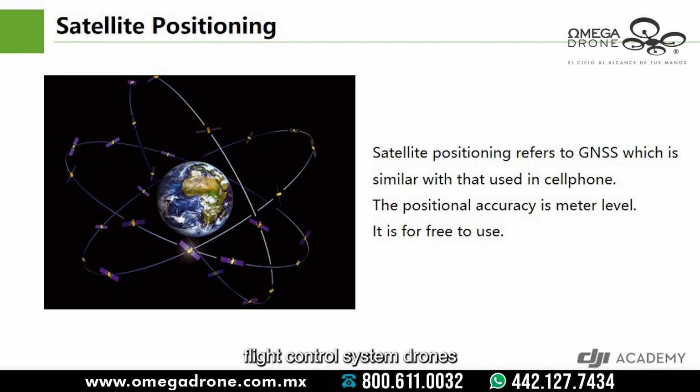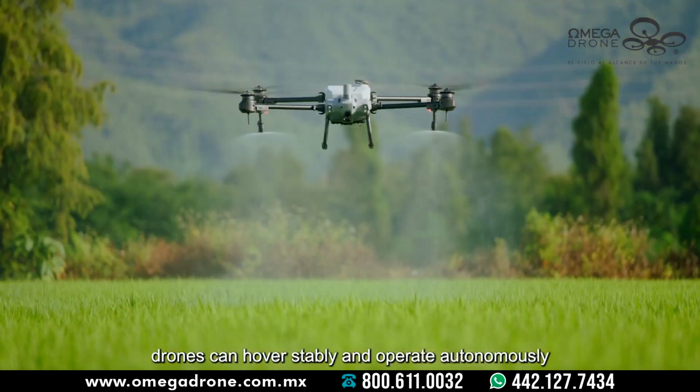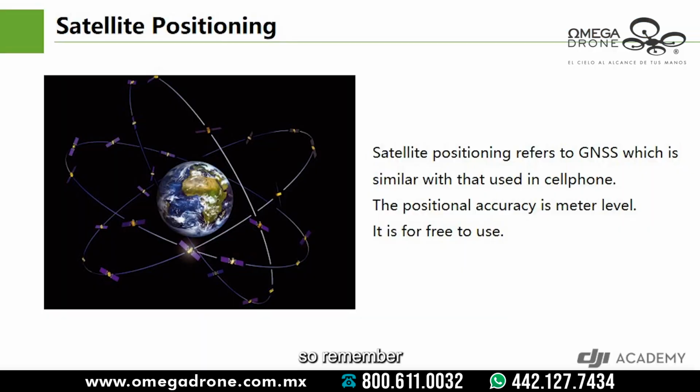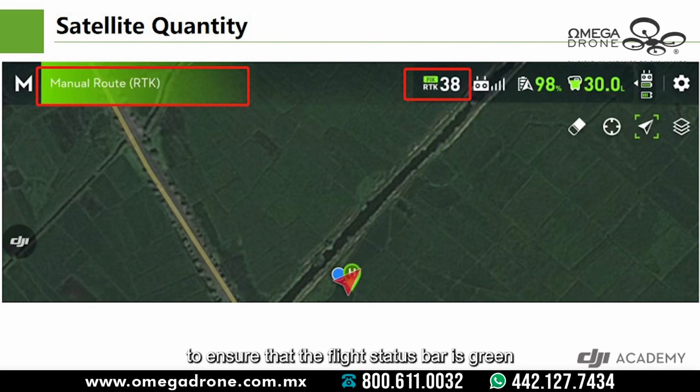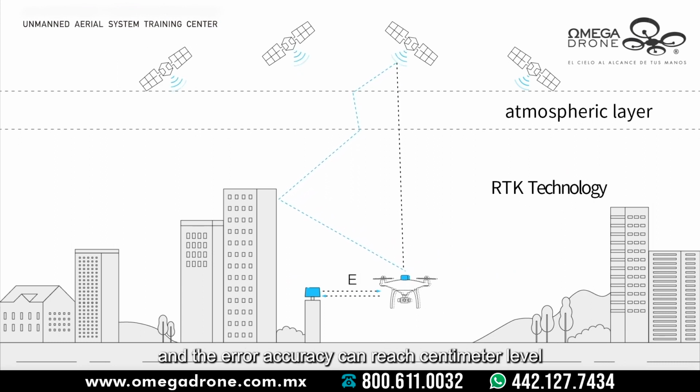Flight control system. Drones can fly stably along the established routes based on satellite positioning, that is, GNSS in the remote controller. Because of satellite positioning, drones can hover stably and operate autonomously. So remember to ensure that the flight status bar is green before each flight. However, ordinary satellite positioning accuracy is not high enough. RTK is a high-precision positioning technology and the error accuracy can reach centimeter level.